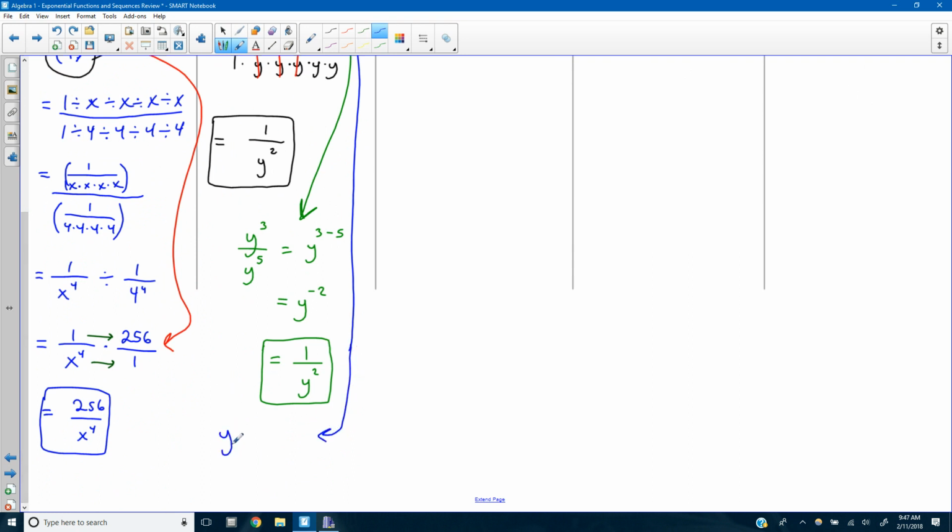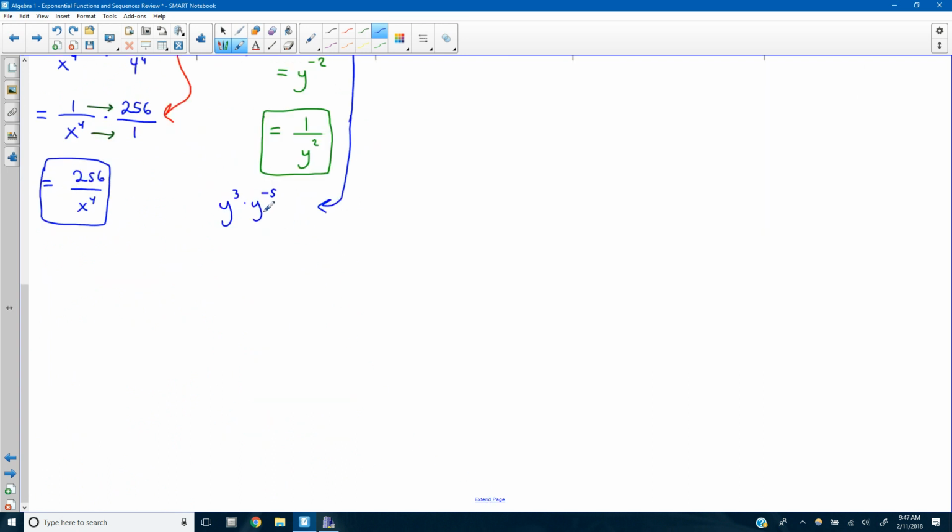We'll have y to the third times y to the negative fifth. That's what that says. Now, if you're multiplying 2 items with the same base, instead of subtracting the exponents, you add them. Now, what does it mean to add a positive number with a negative number? That becomes y to the 3 plus negative fifth power. Now, something plus a negative becomes subtraction. So in the end, you get 3 minus 5.